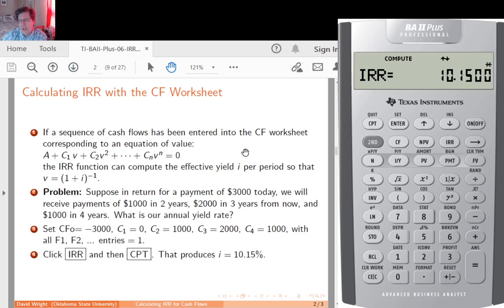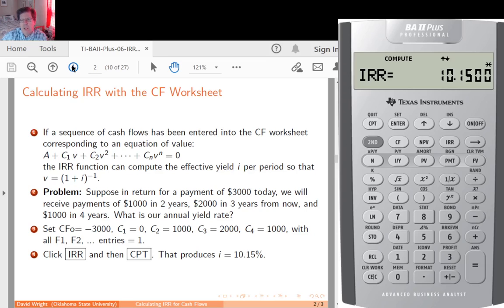And that's our answer. So at annual effective interest 10.15%, the cash flows that we described have net present value of 0. So that means that at that interest rate, the future cash receipts are worth the purchase price that I paid, the $3,000 that I paid today. So that's how that works, and it's pretty convenient for finding a yield rate. No solving polynomial equations or anything.